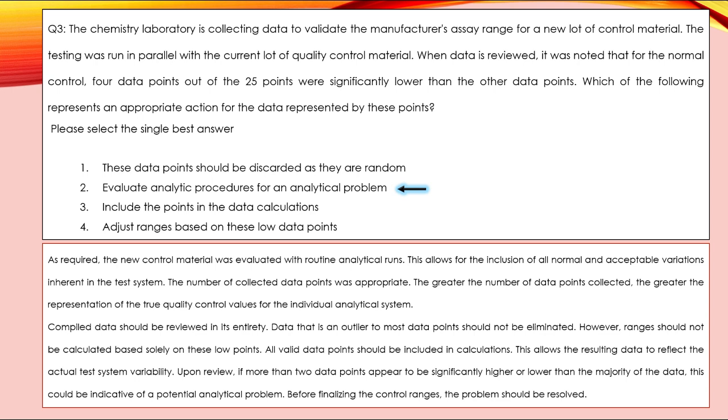Upon review, if more than 2 data points appear to be significantly higher or lower than the majority of the data, this could be indicative of a potential analytical problem. Before finalizing the control ranges, the problem should be resolved.